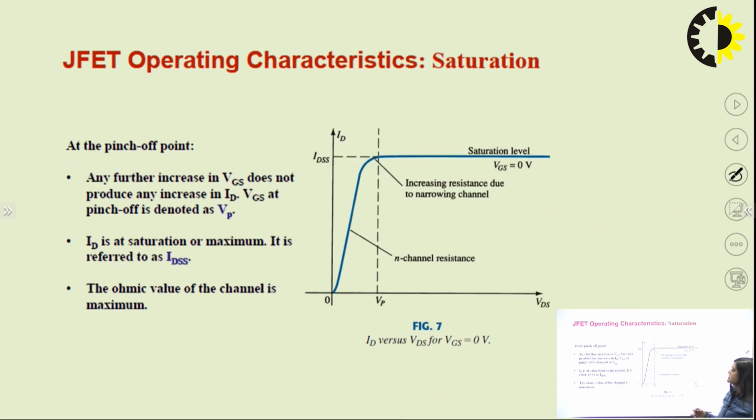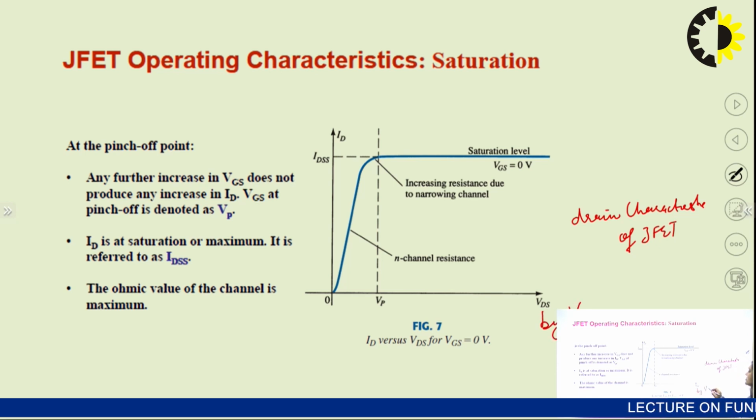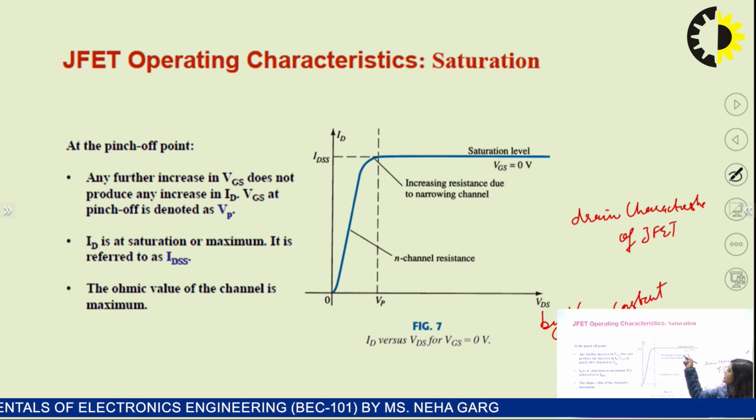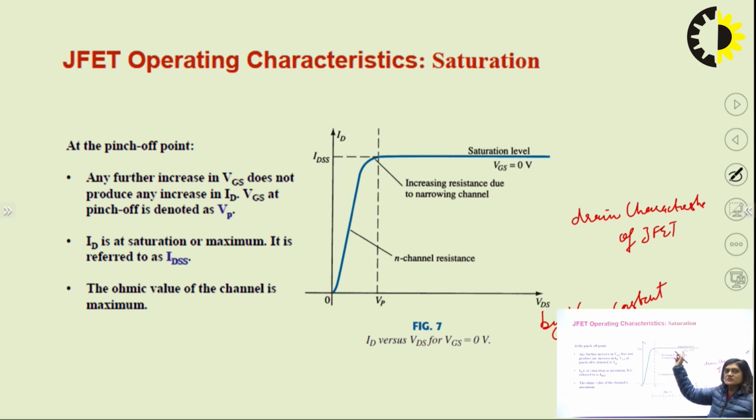So these are the characteristics. This is basically the drain characteristics of a JFET, and this characteristic is plotted between the ID and VDS by keeping VGS constant. Like we have kept the VGS value at 0 volt, and as we increase the VDS the current is also increasing. And this is the pinch off point where the current becomes constant.